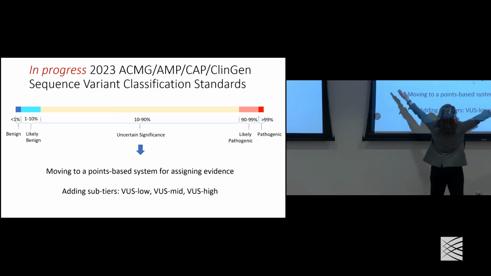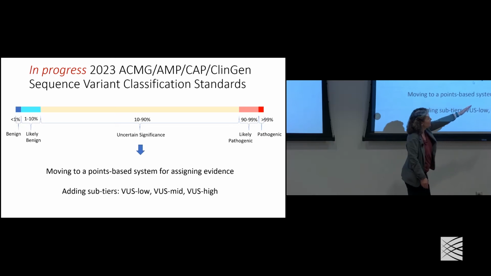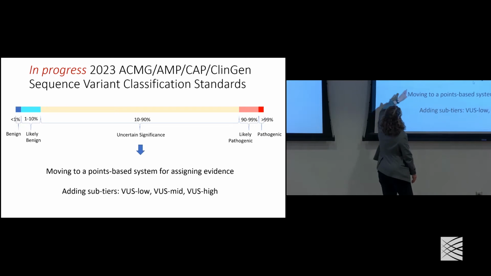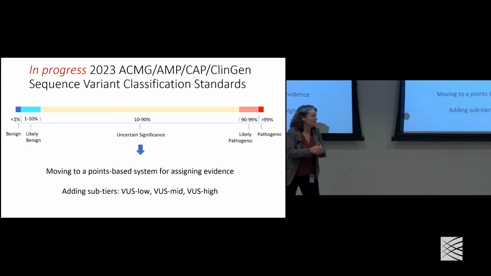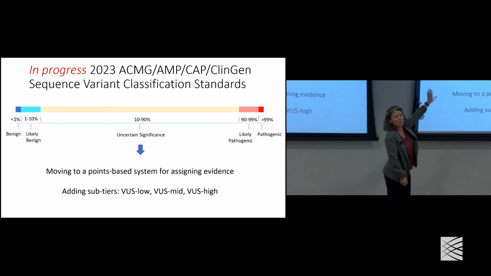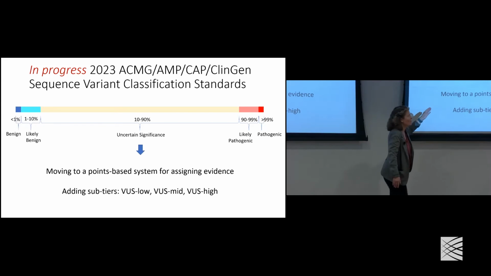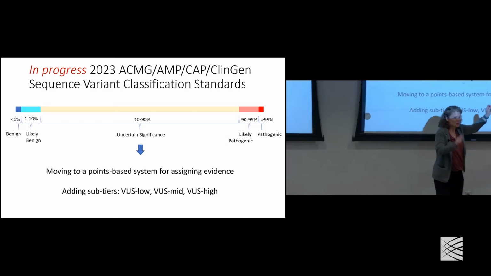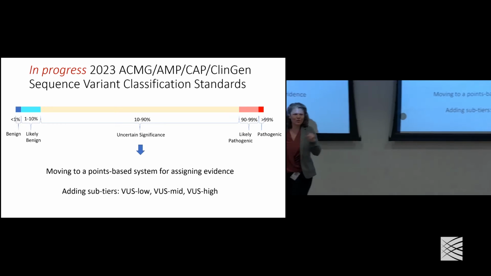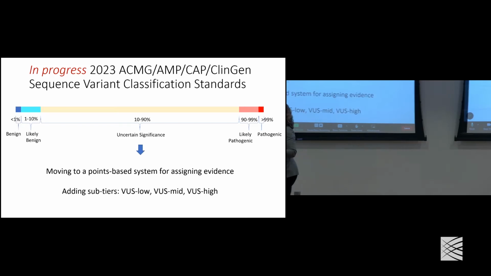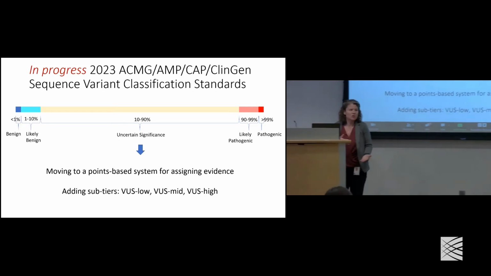So the VUS was anything between 90% likely and 10% unlikely. But that's a big range, right? Some variants are like, oh, they're almost benign, just don't pay attention to them, versus, oh, we just need a little bit more evidence and it'll be likely pathogenic. So it really makes a difference to know which end of that spectrum you're on when you give a variant back to a physician and a patient.